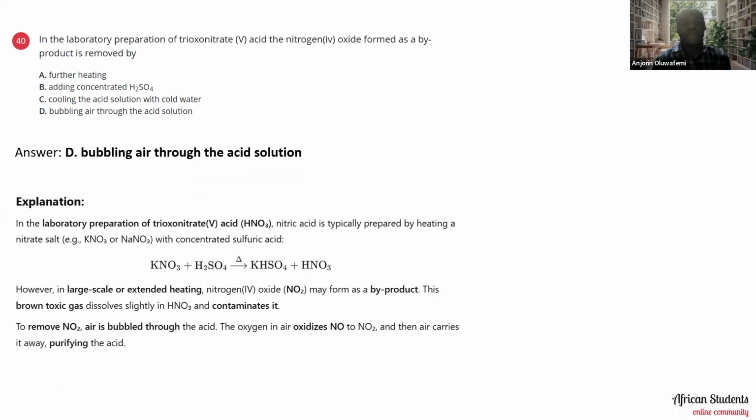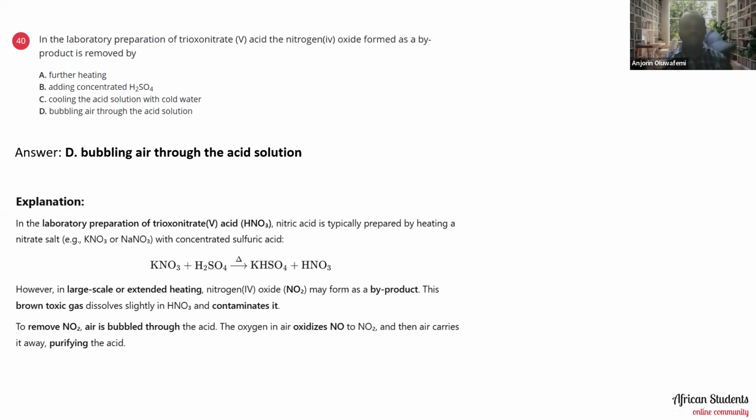However, in large scale or extended heating, nitrogen dioxide may be formed as a byproduct. This brown toxic gas dissolves slightly in HNO3 and contaminates it. So to remove NO2, air is bubbled through the acid. The oxygen in air oxidizes NO2, and then air carries it away, purifying the acid.